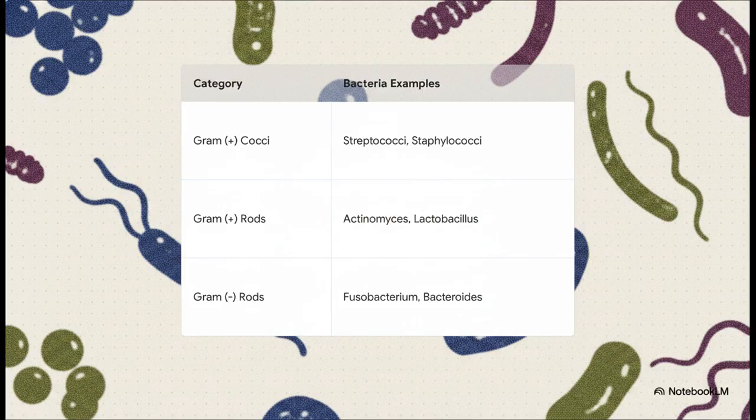You absolutely have to memorize this bacterial breakdown. Odontogenic infections are largely caused by endogenous bacteria that are already hanging out in the oral cavity, and they are highly multi-microbial. You're dealing with gram-positive cocci like streptococci and staphylococci, gram-positive rods such as actinomyces and lactobacillus, and gram-negative rods like fusobacterium. When the local environment gets thrown out of balance, these virulent microbes multiply and invade.